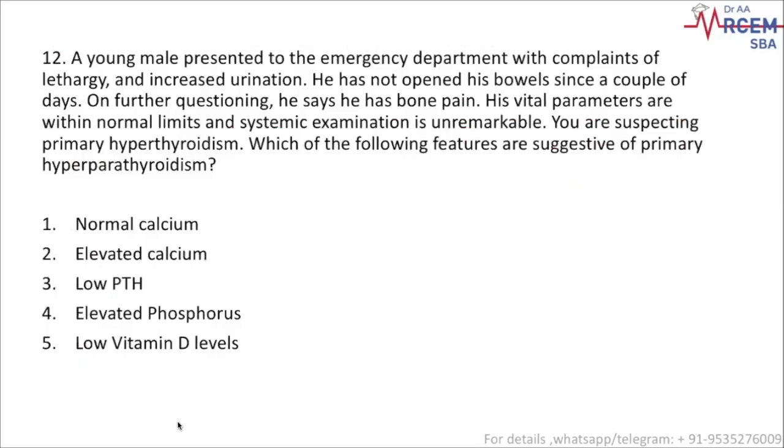A young male presents to the emergency department with complaints of lethargy and increased urination. He has not opened his bowels for a couple of days. On further questioning, he says he has bone pain. His vital parameters are within normal limits. Systemic examination is unremarkable.